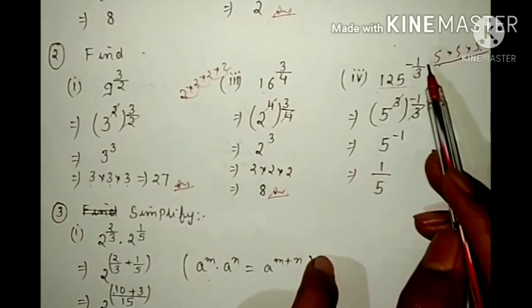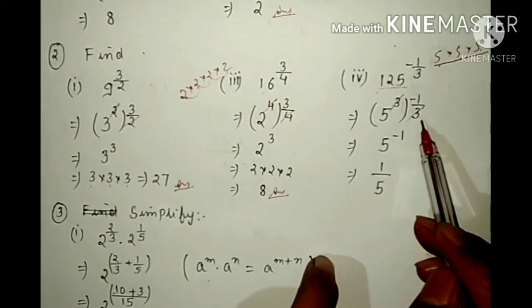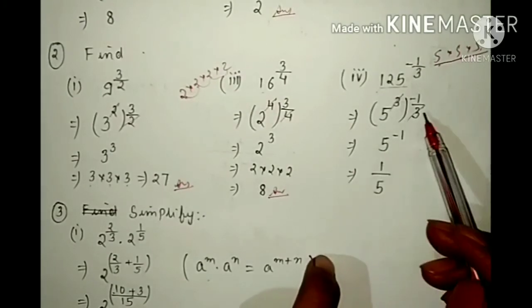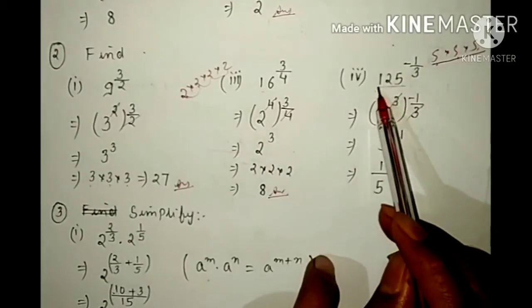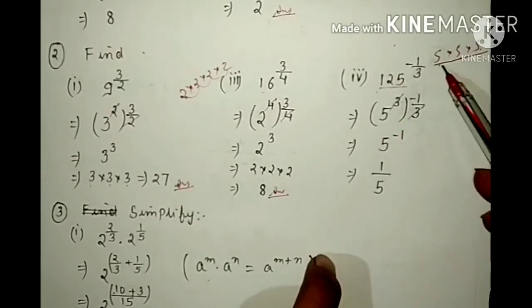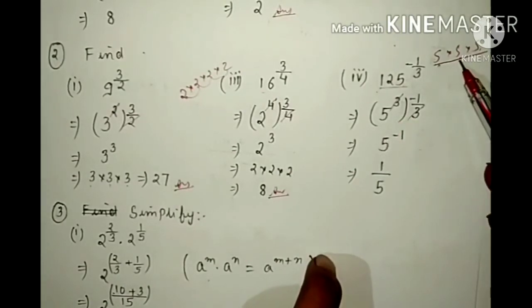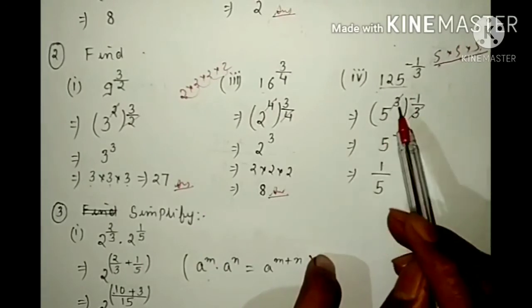125 की power minus 1 by 3. In denominator 3 is there, and we have to cancel this. So whose cube is 125? This we have to find. So 5's cube is 125. We can verify it here. 5 into 5 is 25, into 5 is 125. So we can write 125 as 5 cube.